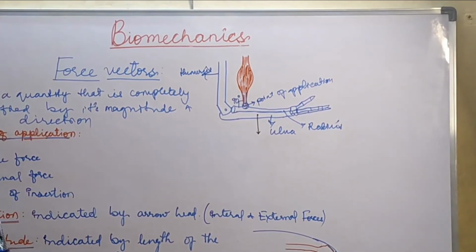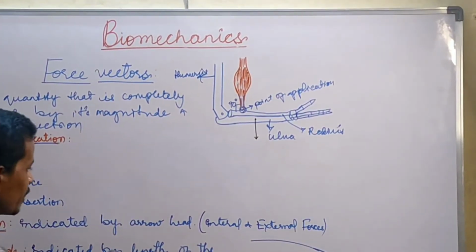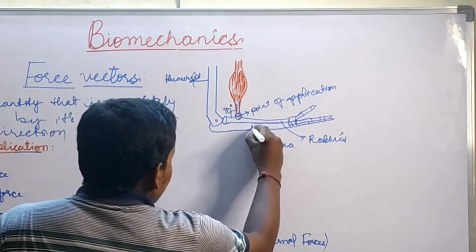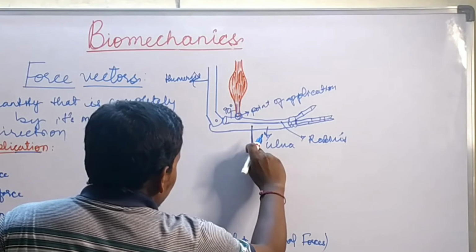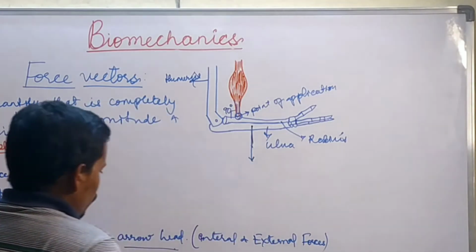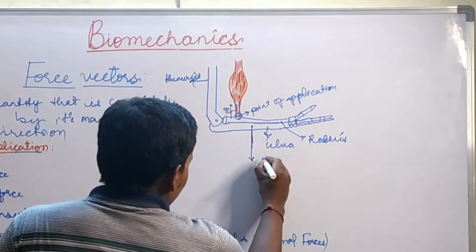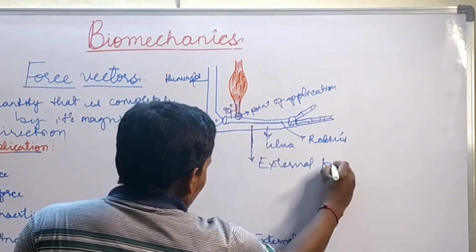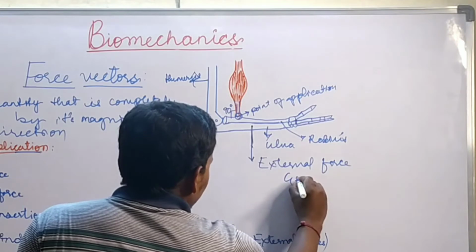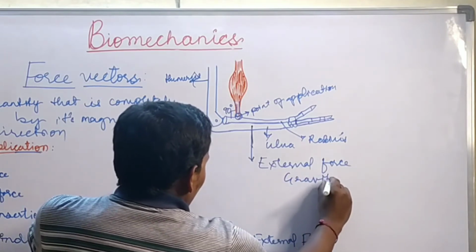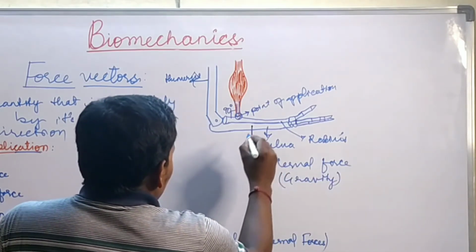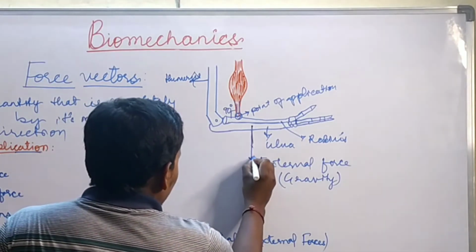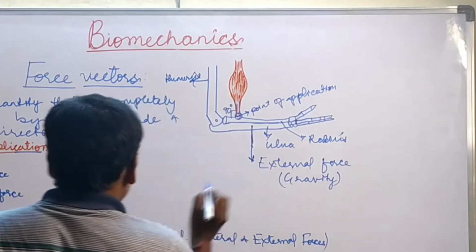The direction of the force vector is indicated by the arrowhead. For example, if you take this, this is the direction of the force vector. For example, if you consider this as an external force like gravity, this is the direction of the arrowhead. In this downward direction, it is acting.